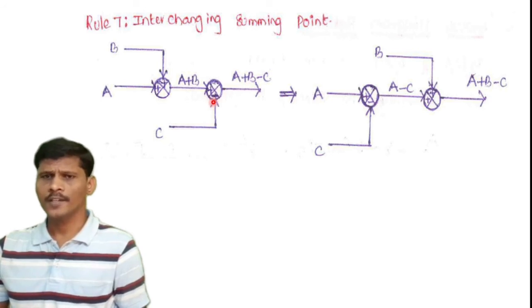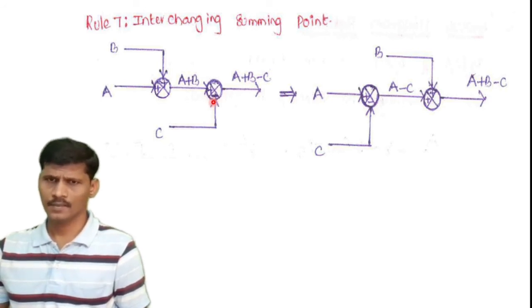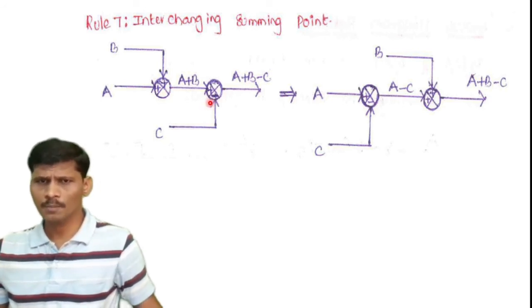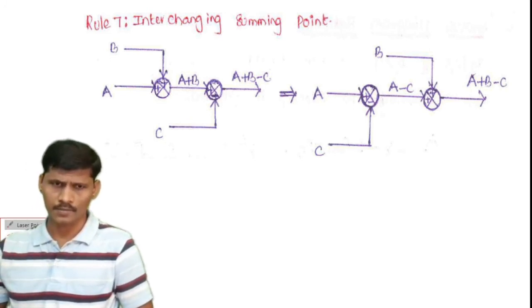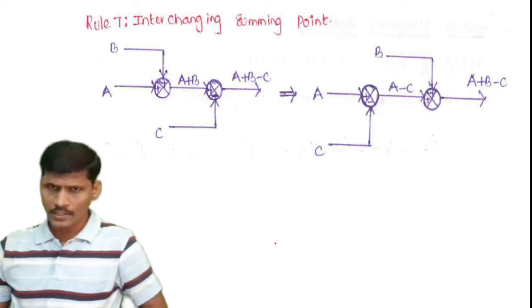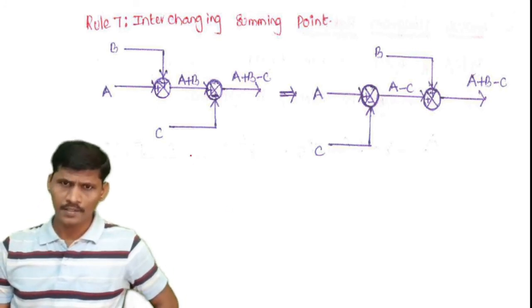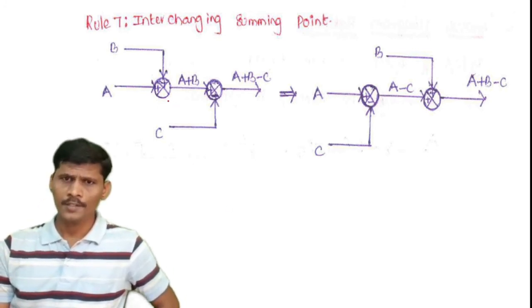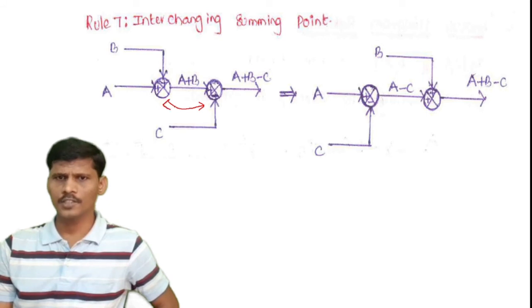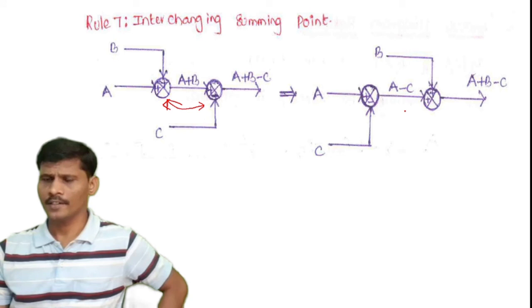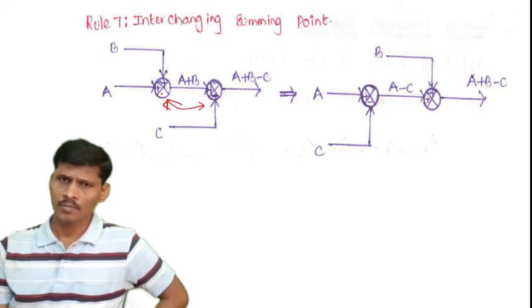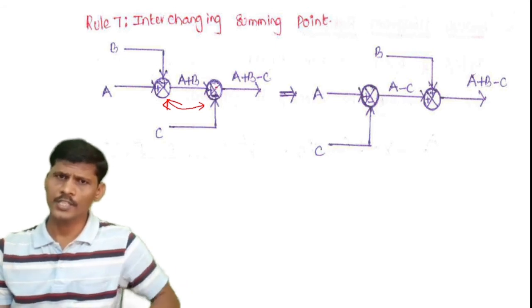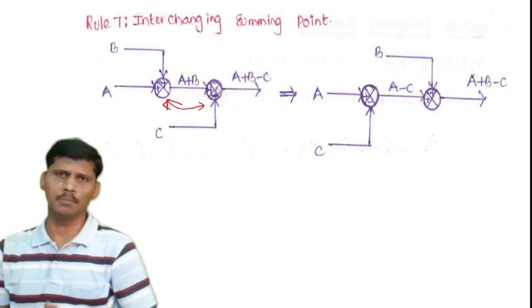Now here the negative sign is there. So interchanging these two summing points, the equivalent diagram is this. Replace this summing point in this position and move the other summing point into this position. That is the interchanging of the summing point.